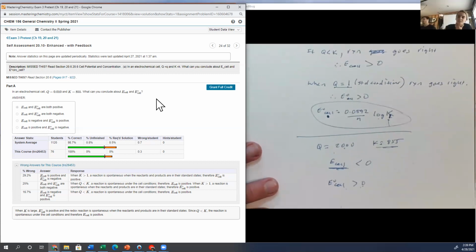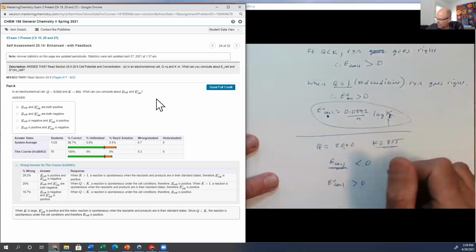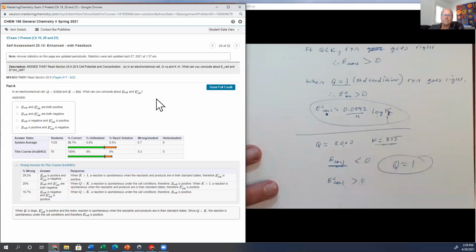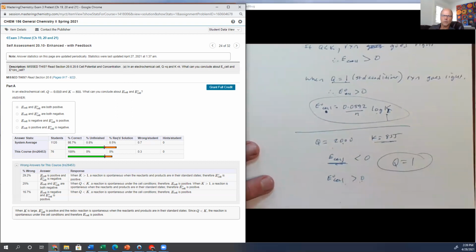Standard cell is 298 K, that's true. But the more important thing about standard conditions is that it's at 1 molar or 1 atmosphere. So when we say standard conditions, we always mean Q is equal to 1. Because for any equilibrium, if the concentrations are 1 molar and the partial pressures are 1, then when you figure out Q, it's going to be equal to 1. So standard conditions are Q equal 1. That's the most important part of it.